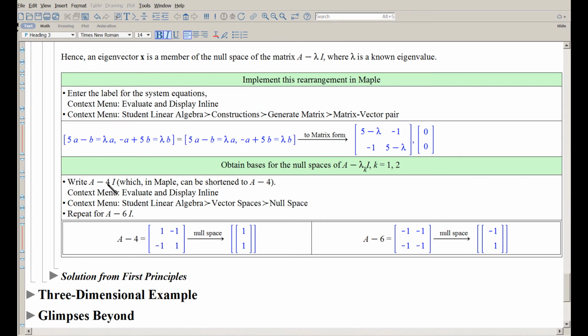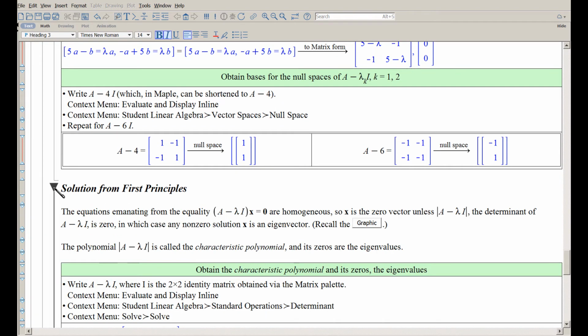So when lambda is 4, you can write A minus 4. You don't have to type something for I. Maple will correctly form the matrix A minus lambda I if you just put 4 here. And what you're looking for is the null space, a generator of the null space. So that's the vector 1, 1. That's the eigenvector. And if lambda is 6, then the null space of this matrix is generated by the basis vector negative 1, 1, eigenvector.